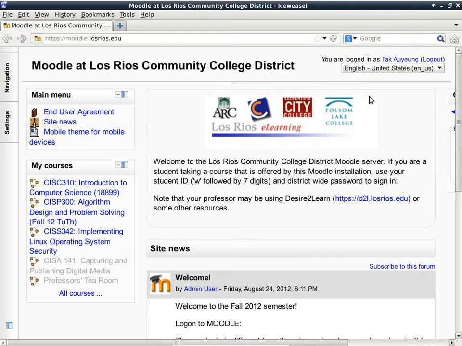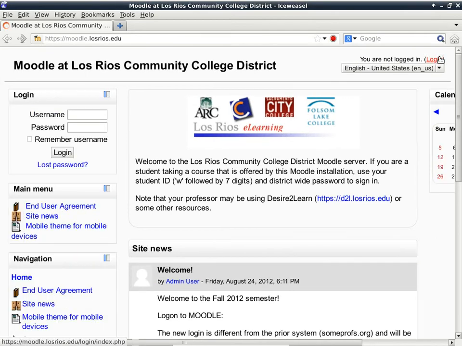All right. So what we'll do is I'm going to sign out of Moodle so I can show you the entire process of how to get into Moodle. You can see the URL is not d2l.lostreels.edu. It is moodle.lostreels.edu. All my classes are offered through Moodle. I do not use D2L. Are there any questions about the URL of the website at this point?